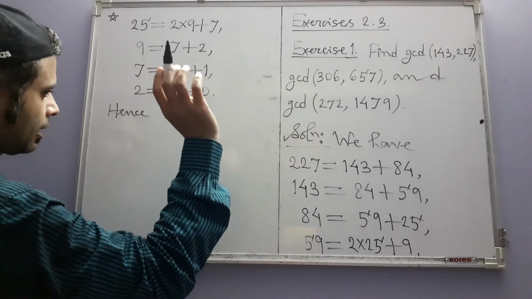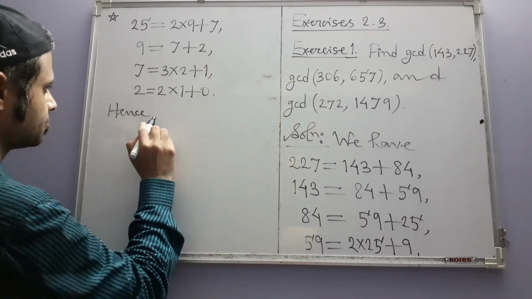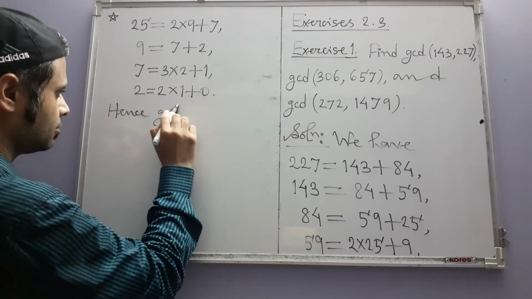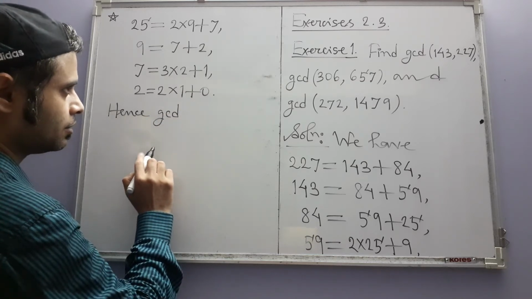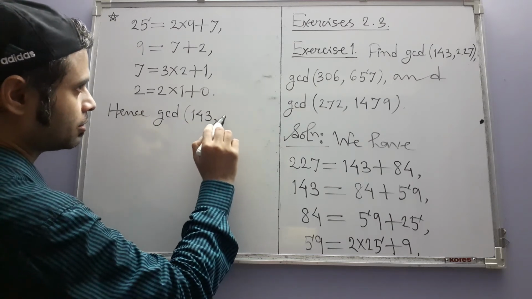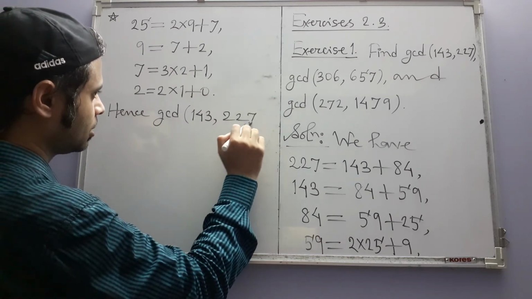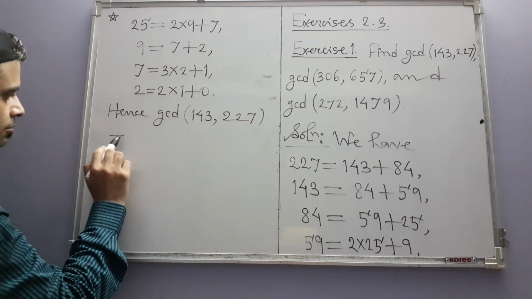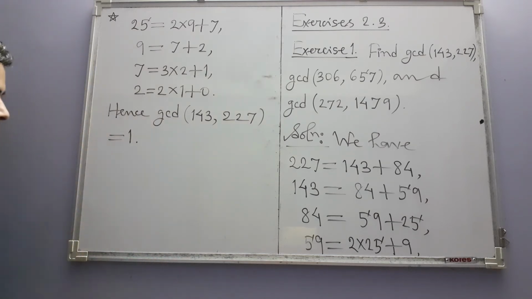Hence, by the Euclidean algorithm, you write those things. We directly write GCD of 143 and 227 is equal to 1.